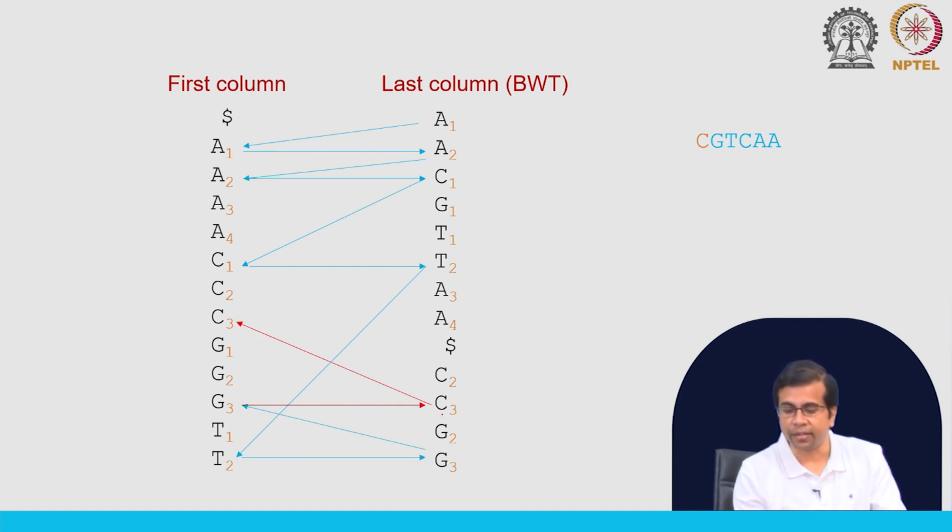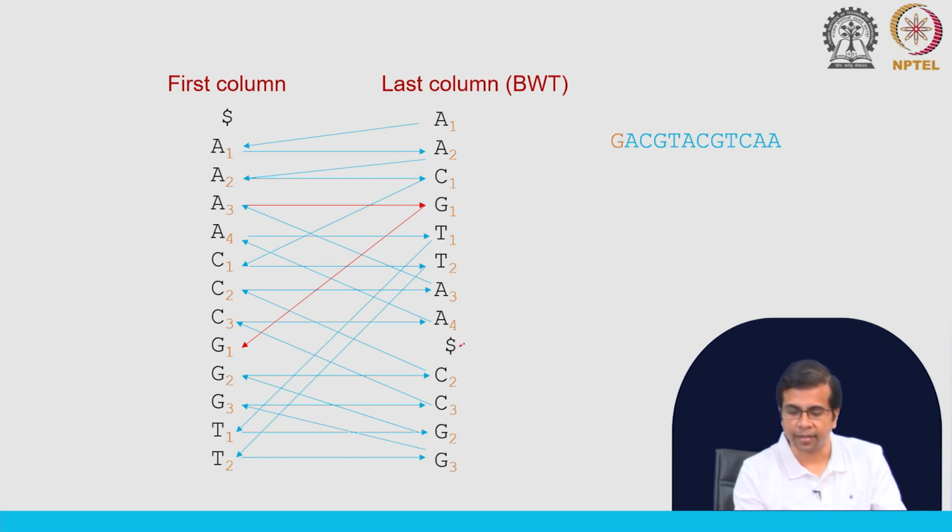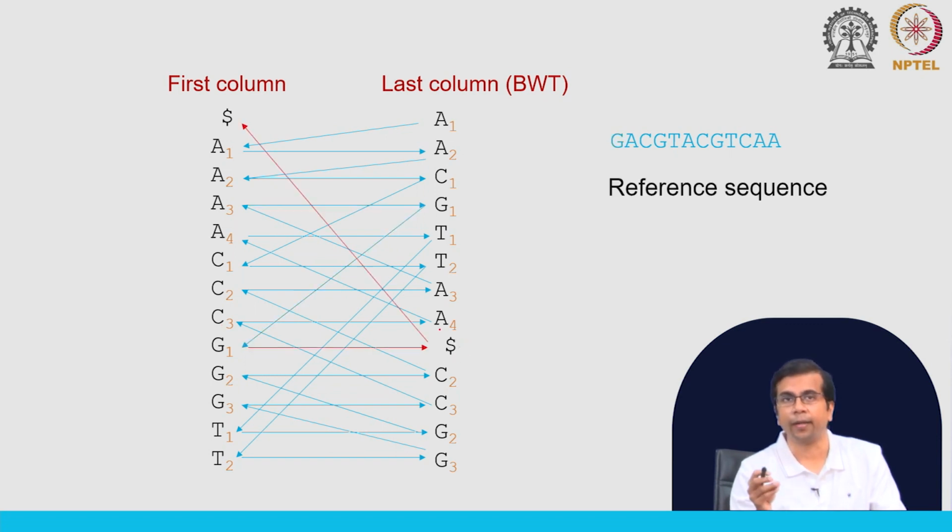We can see this C is before this G because of the rotation. Again, we go back here to the first column using last-first mapping. We look at the letter that is before this C, which is A, and do last-first mapping, and so on. We can repeat this process throughout these columns, first column, last column, until we reach the dollar sign here. That would be the end. And this is the reference sequence that we generated.